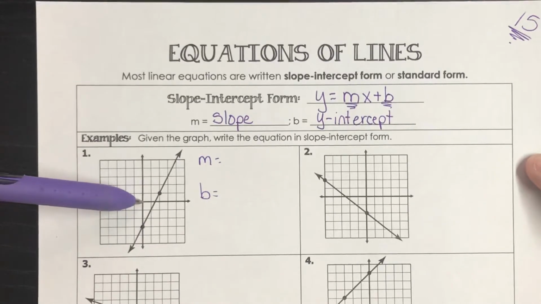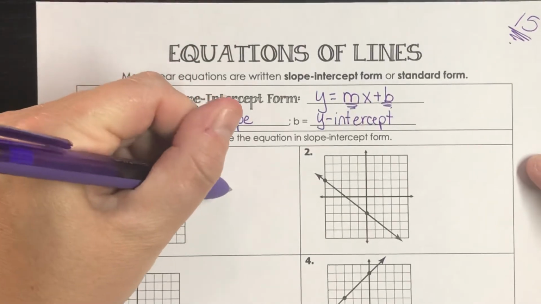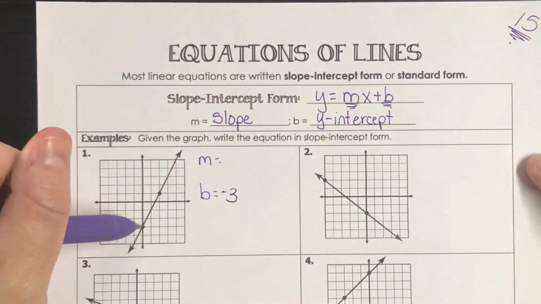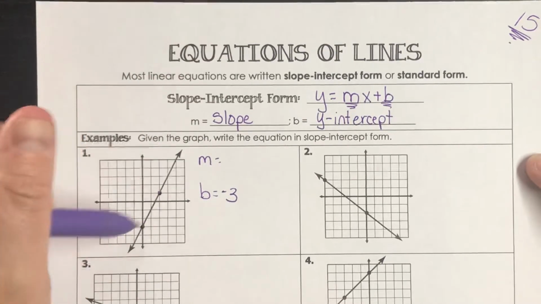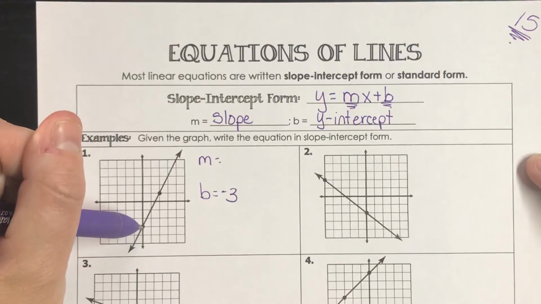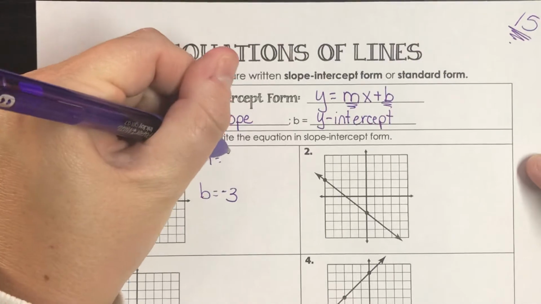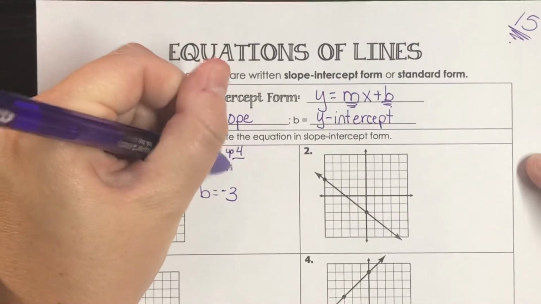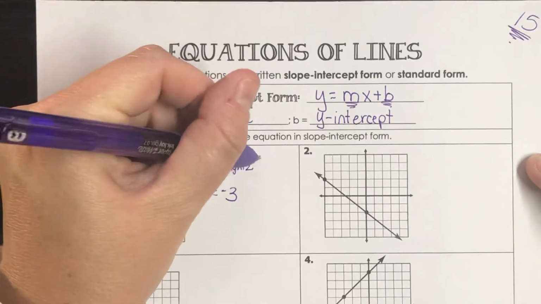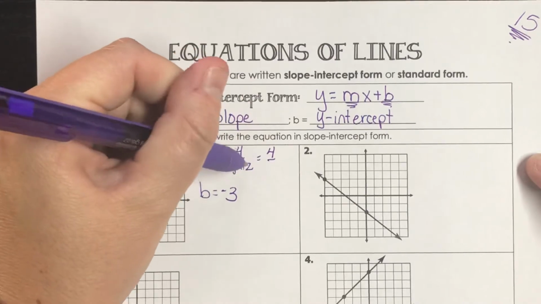So from 0, 0, I go 1, 2, 3 down. Down is a negative direction. So your y-intercept is negative 3 because I went down 3. Now for the slope, they give us 2 points here. So I'm going to count rise over run. From my y-intercept, I go 1, 2, 3, 4 up. So up 4. And then 1, 2 to the right. Up 4 is a positive direction. Right is a positive direction.